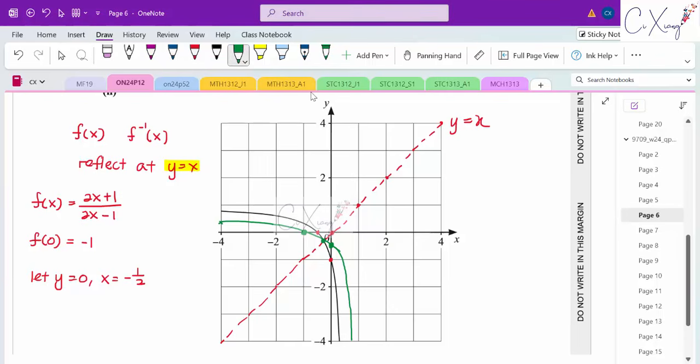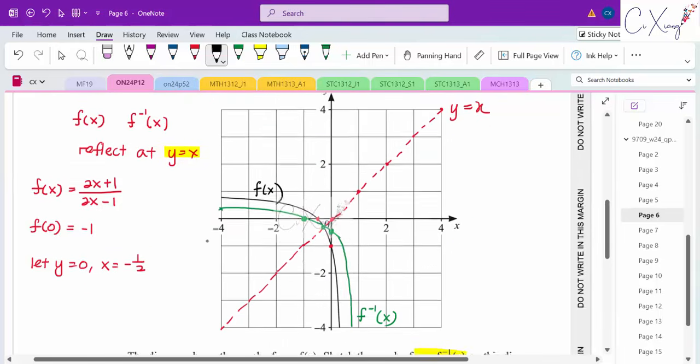So this green color graph basically is my f inverse, and the black color one is actually the f(x). Alright, yeah, so this is basically how we get the inverse function graph. Okay, alright, then let's continue to part number 2.